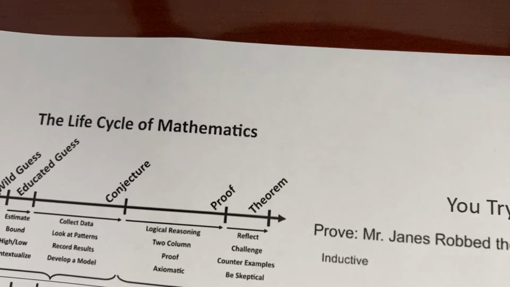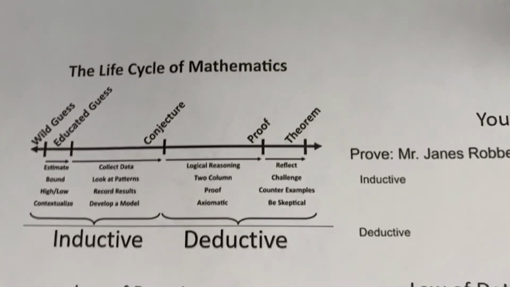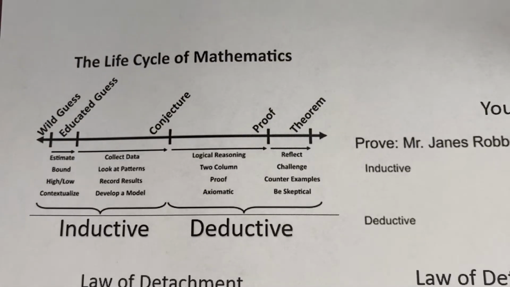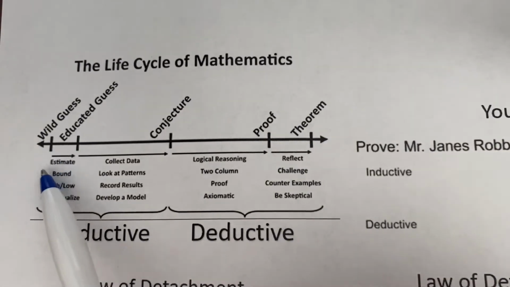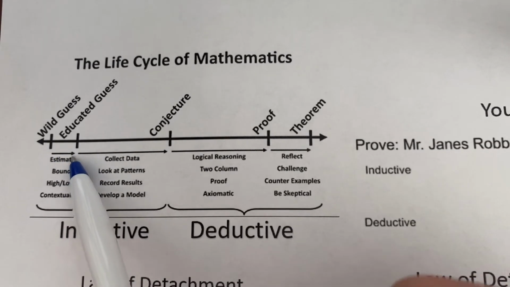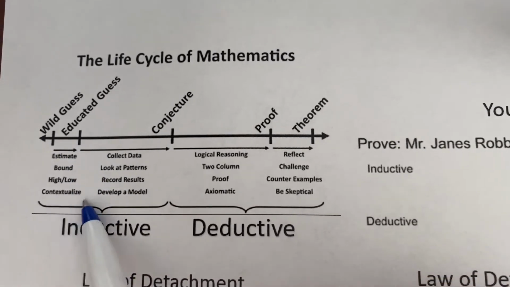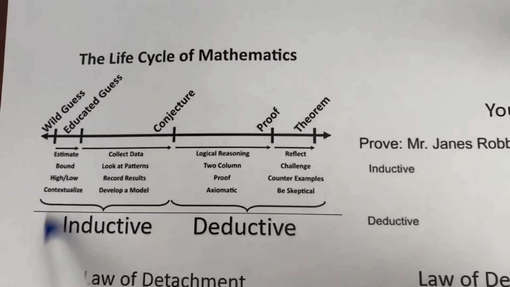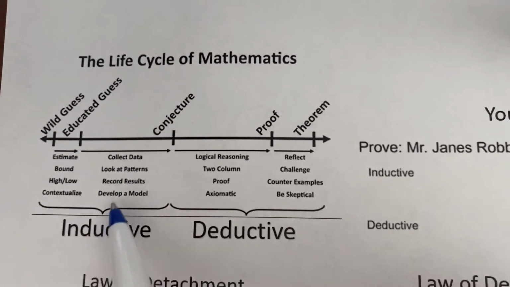When we're talking about the life cycle in math, this is how we get to higher level math problems. Some of you have asked me how math has been developed over the years. Like, who even came up with something like that? This is what happened. Most of the time it starts with a wild guess or an educated guess, an estimate, contextualized.